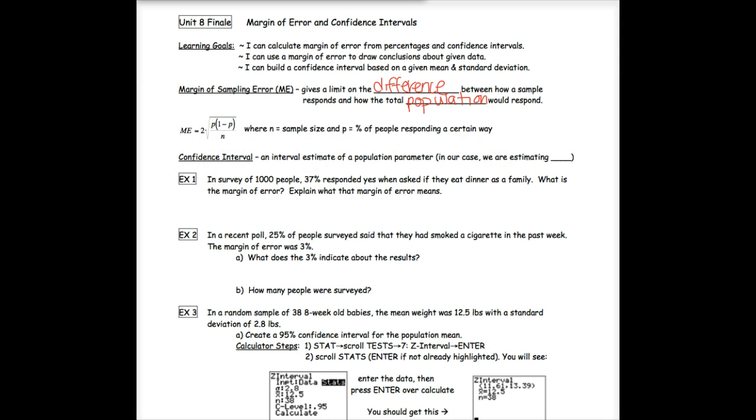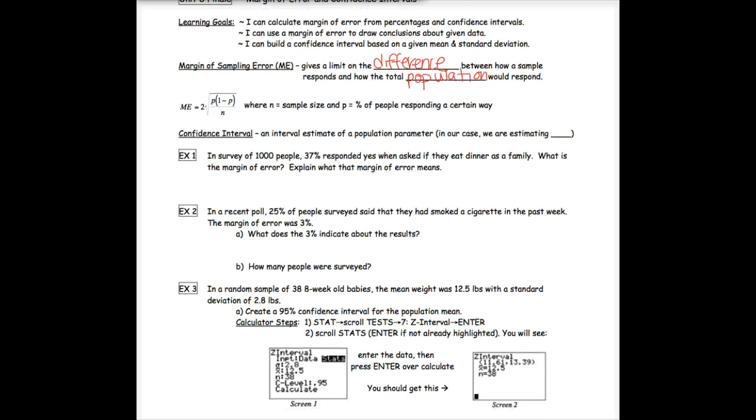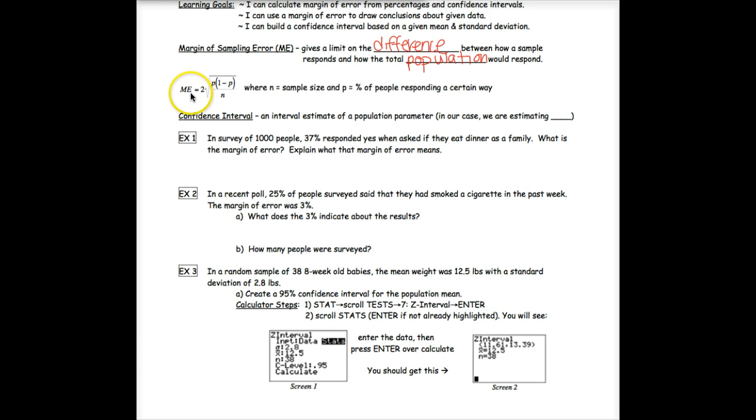So the first way to calculate margin of sampling error is right here. It doesn't show up real well on my PDF, but on your paper you can see that this is a square root right here. So ME = 2 times the square root of p times (1 minus p) divided by n, where n is the sample size. So how many pieces of data do you have?